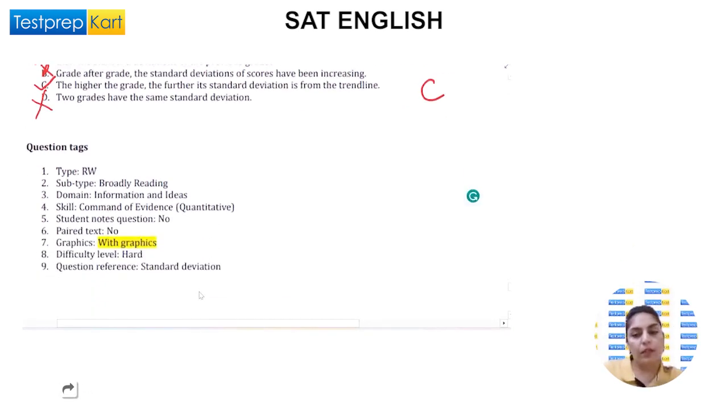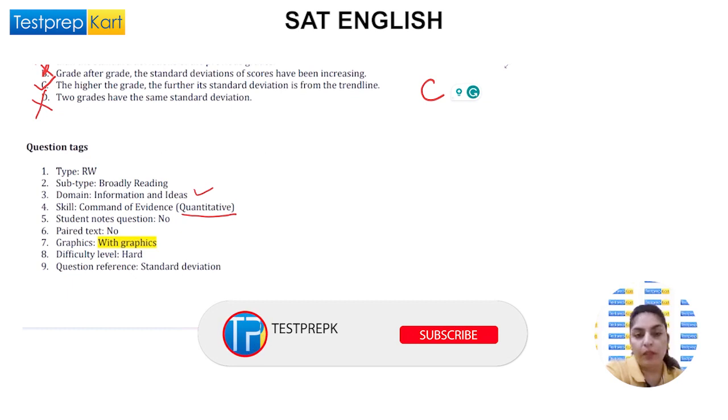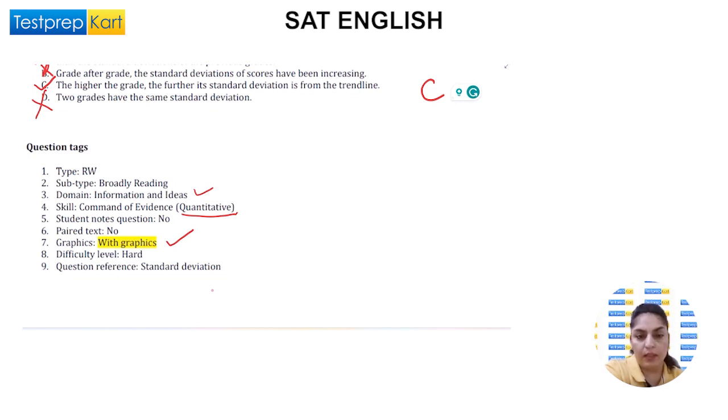Look at the question tags. Information and ideas was the domain from which the text is taken. We have to be quantitative in approach to find our right answer. It has graphics. Yes, it has graphics. The level was a little hard. Yes, it was, because we have to understand the scatter plot. We also have to understand the corresponding text given, and it was about standard deviation for the scores of the students.